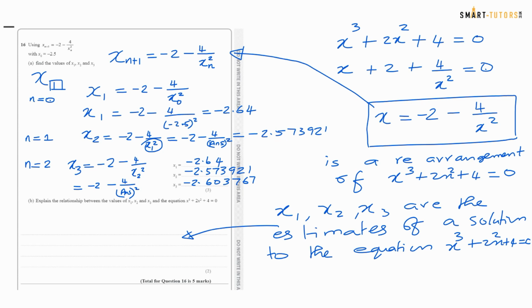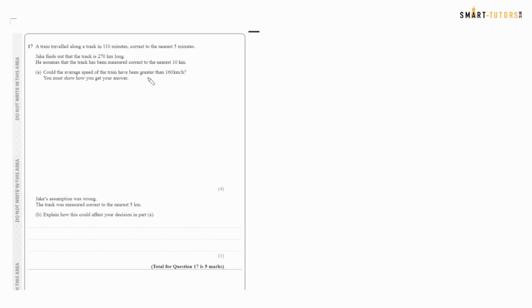Question number 17. A train traveled along a track in 110 minutes, correct to the nearest 5 minutes. Jake finds out that the track is 270 km long. He assumes that the track has been measured correct to the nearest 10 km. Could the average speed of the train have been greater than 160 km per hour? You must show how you get your answer.